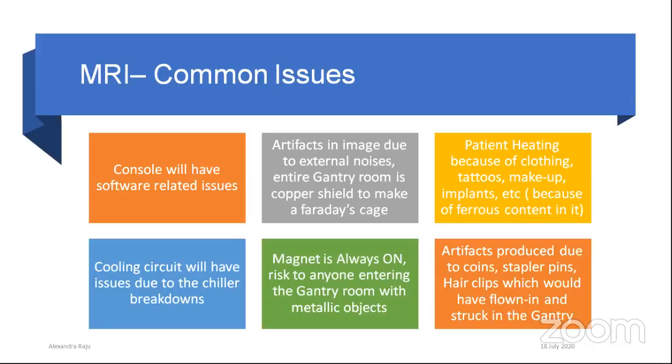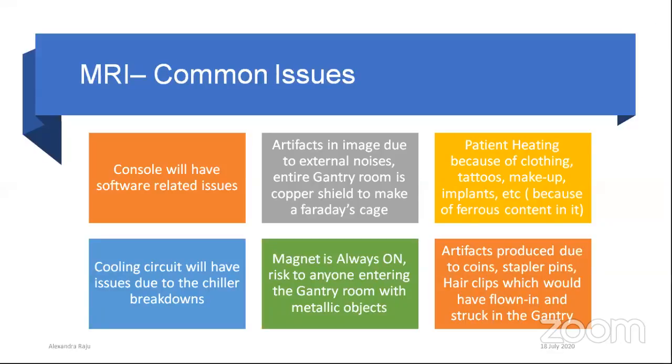The artifacts in the image can be due to external noises, so that we are shielded. It can also be due to patient heating because of clothing, tattoos, makeup, and implants that they are using. If they are metals, they will get attracted because of the magnetic field. I hope you are clear about the artifacts in the image due to external noises from the gantry room.